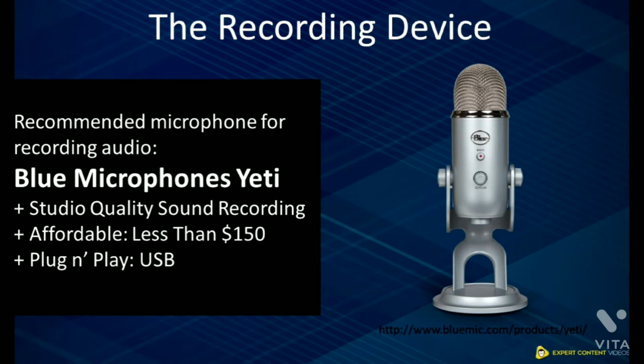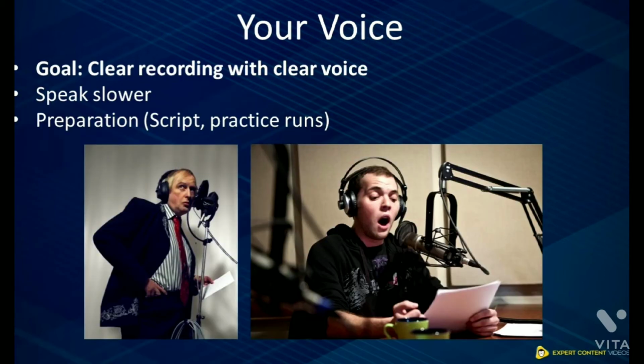Don't fret, however. There are actually very affordable microphones that produce very high-quality sound. One such example is the Blue Microphones Yeti. This is because it has studio quality sound recording, which is a big plus if you want high quality audio. It's also very affordable. You can get this online for lower than $150. The third is also the biggest advantage. It's plug-and-play properties. You just simply plug into any USB port on your computer, do some simple settings, and you're ready to record.